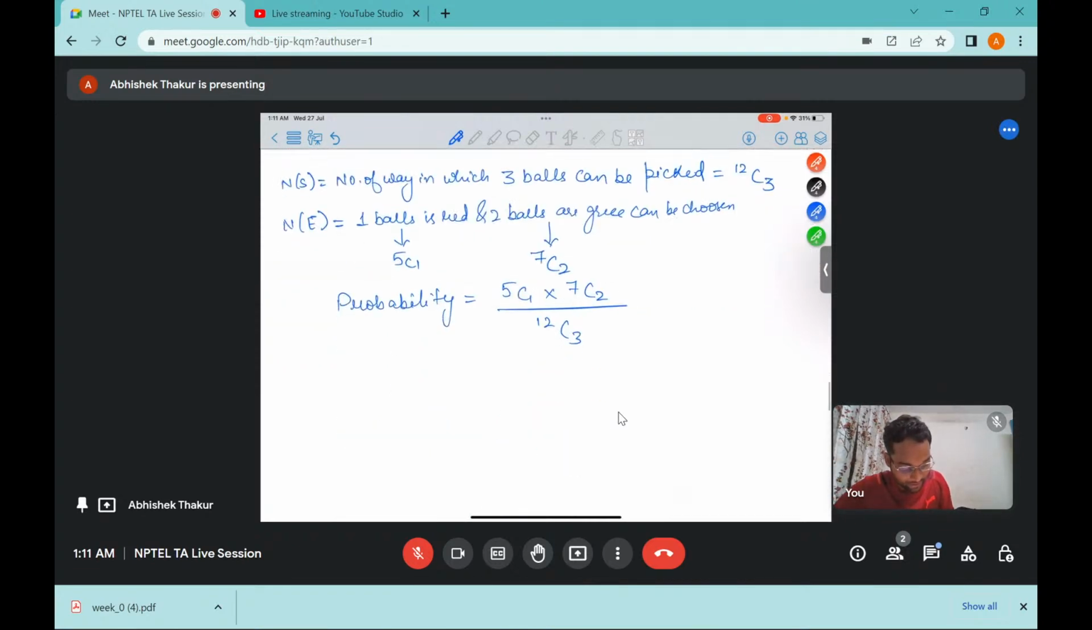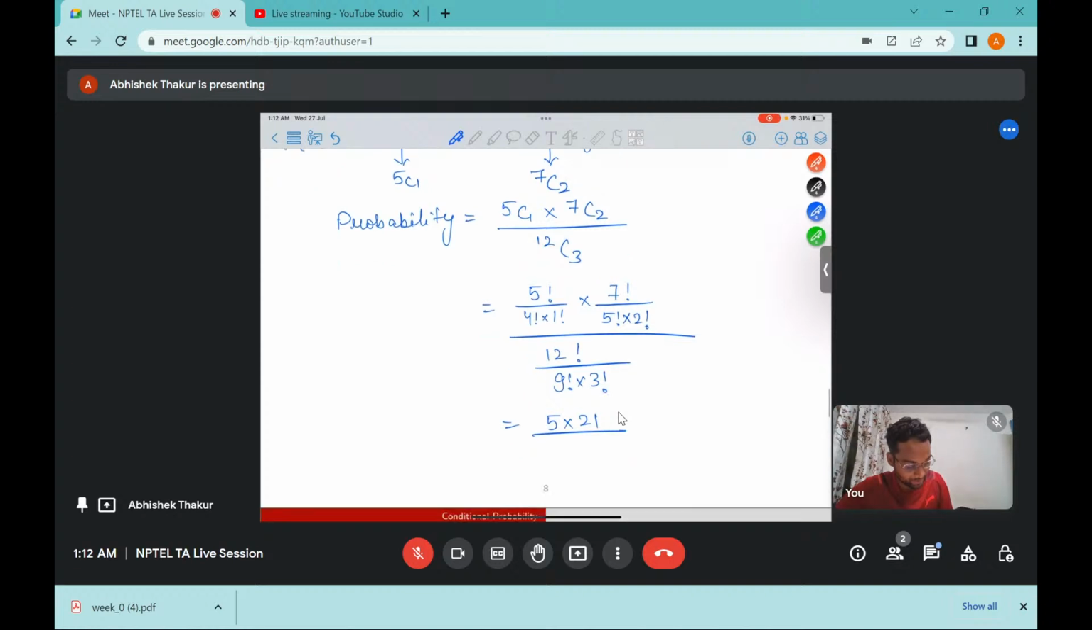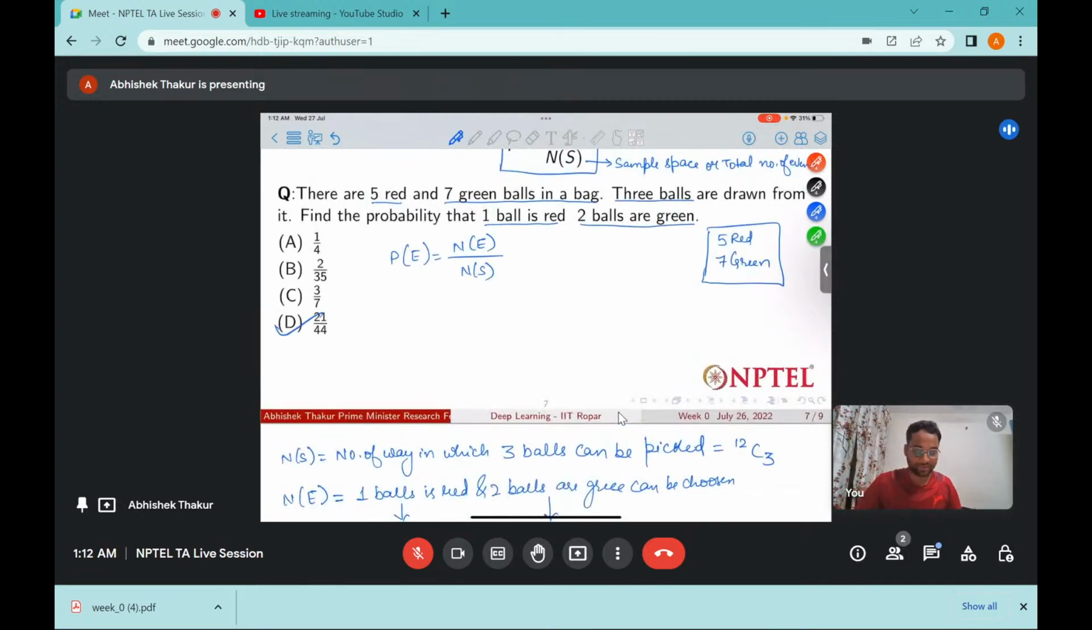That is 12C3. So here we will get 5 factorial by 4 factorial into 1 factorial into 7 factorial by 5 factorial into 2 factorial divided by 12 factorial by 9 factorial into 3 factorial. So after simplification, you will get 5 into 21 divided by 12 into 11 into 10 divided by 3 into 2. So it will be 4 and 2. So finally, we will get 21 by 44. So what is the correct option here? Option D is the correct option.